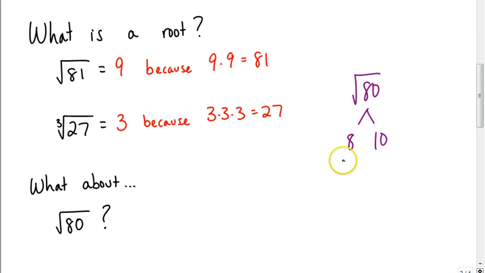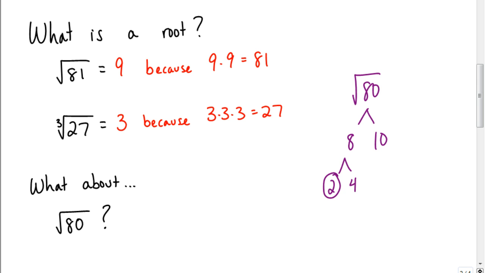So 8 times 10 is 80, so 8 is not prime, so that needs to be factored down further. 8 breaks down to be 2 times 4. Now 2 is a prime number. Now what is a prime number? A prime number is a number whose factors are only 1 and itself. So 2 would only break down to be 1 times 2, which doesn't do us any good.